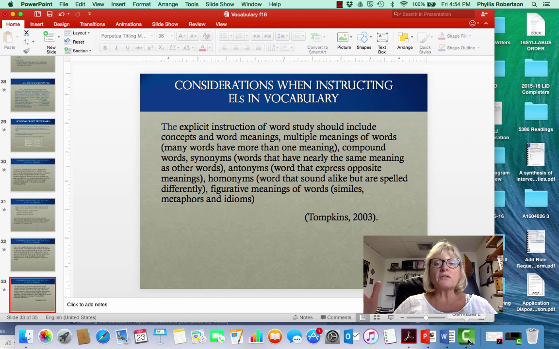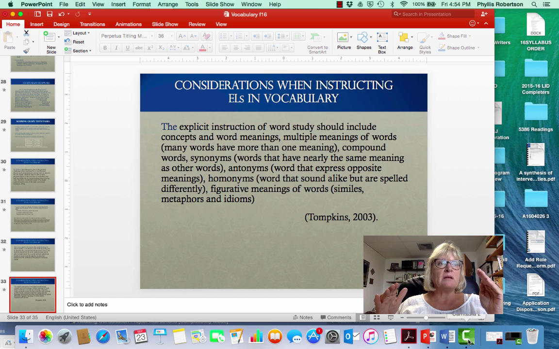We should talk about words that have multiple meanings, compound words, synonyms, so we can generate lots of words that mean basically the same thing. We can talk about words that are opposites and play with those. Homonyms, there and their, two and too, where you have words that sound alike but they're spelled differently and they mean different things. And by the way, I still find at the university level that I see a lot of students not accurately using there and their.